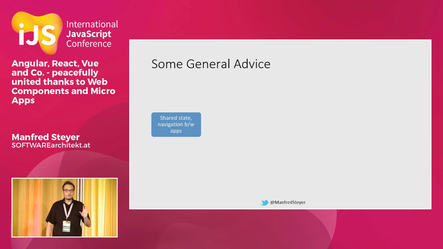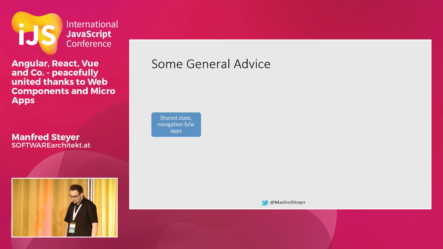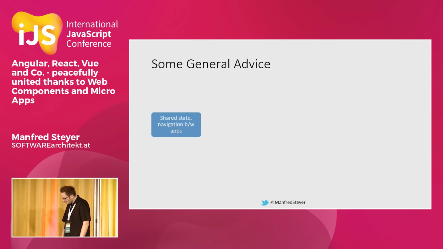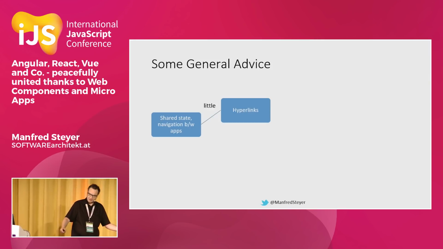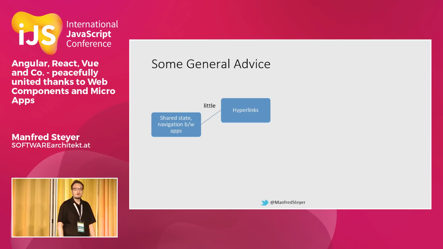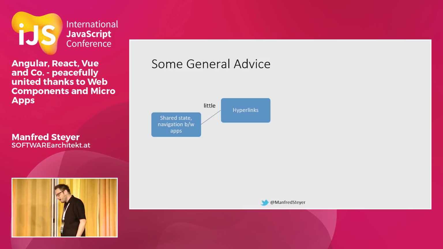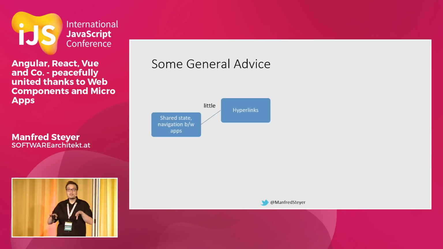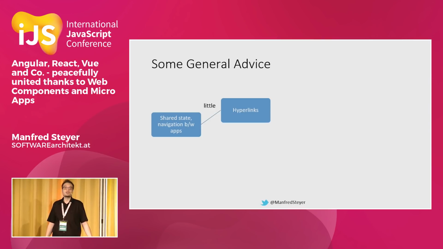The first question I would ask you using this decision tree is, do you have shared state? And do you have a lot of navigation between your applications? When you think about the Google Suite, you don't move between the Google applications back and forth all the time. And when you say, no, this isn't the case here, then chances are high that you don't need one big single page application. So chances are high that you just have several single page applications, and those applications can be connected to each other by the means of hyperlinks.